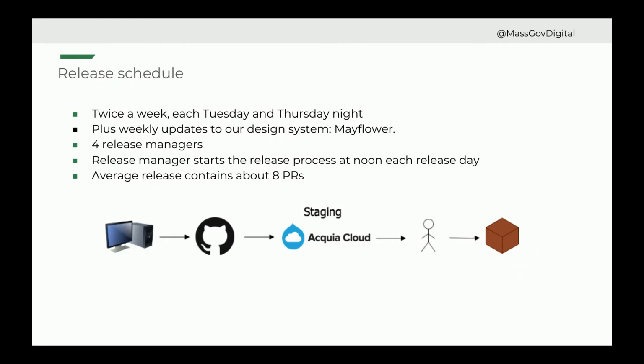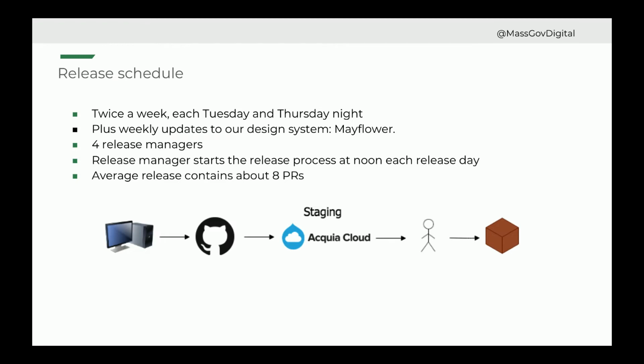We update our Mayflower weekly, every Wednesday. This is incorporated into our Thursday night releases. As release managers, we start this process at noon on Tuesdays and Thursdays. Our average releases contain about 8 pull requests, which could be small, medium, or large. I mean, it could be anything.